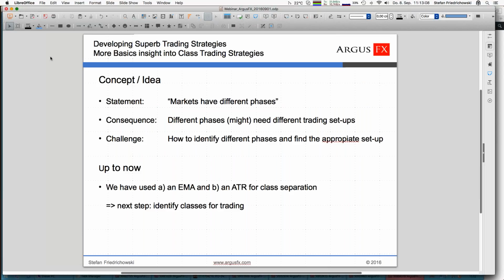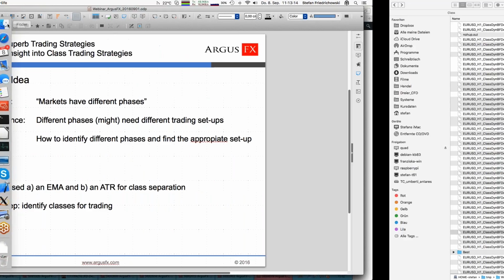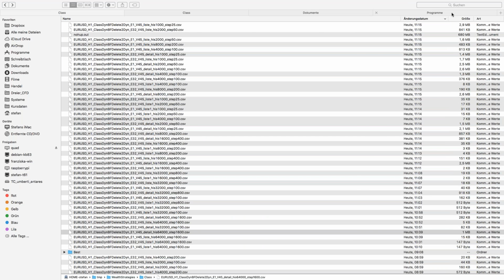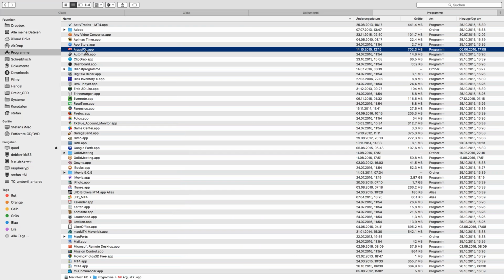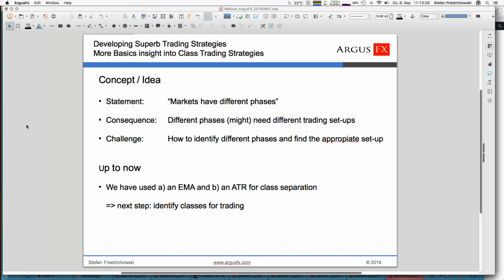Okay, let's go back to what we have done within our class trading. And during our talk, I will first do something else because I need it in a minute. Let me start my MT4 here on the computer as well, because I will need it in a minute.